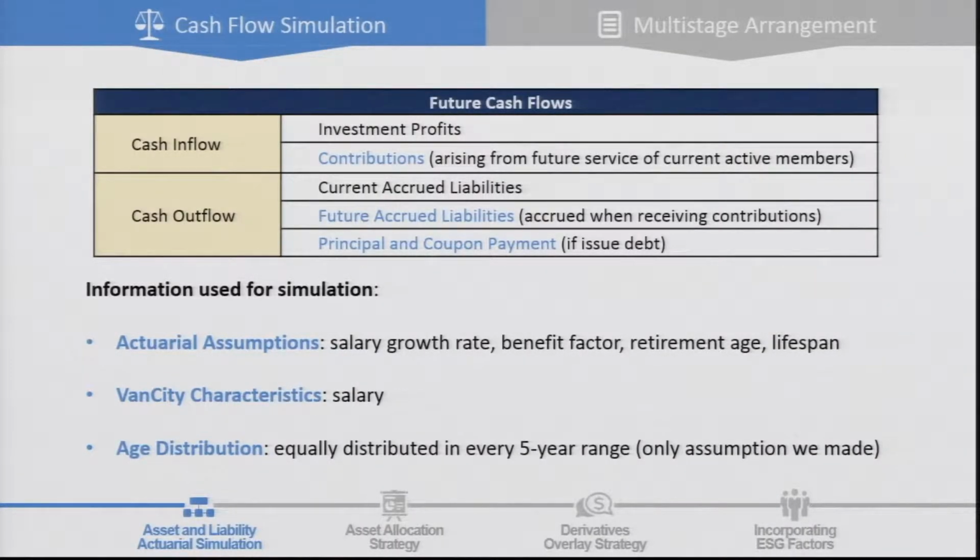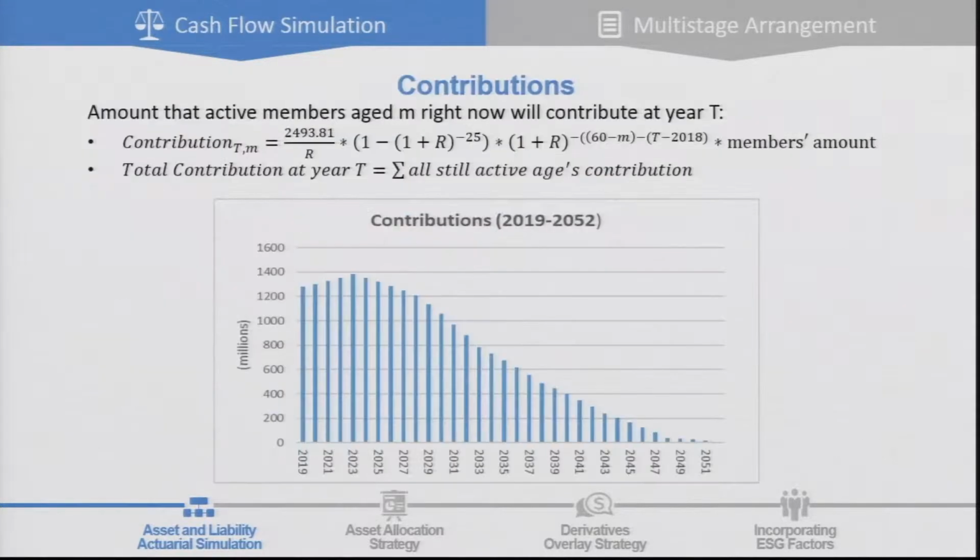Okay, thank you, Stella. Before designing asset allocation strategy, first let's take a look at the future cash flow so that we can have a clear view of our target and constraint. The cash inflow includes investment profits and contribution from active members. The cash outflow includes current liability and liability that will accrue in the future. And if we choose to issue debt, the future principal and coupon payment will also be a part of cash outflow. We use the information from the case and only make one additional assumption to help us simulate the cash flow.